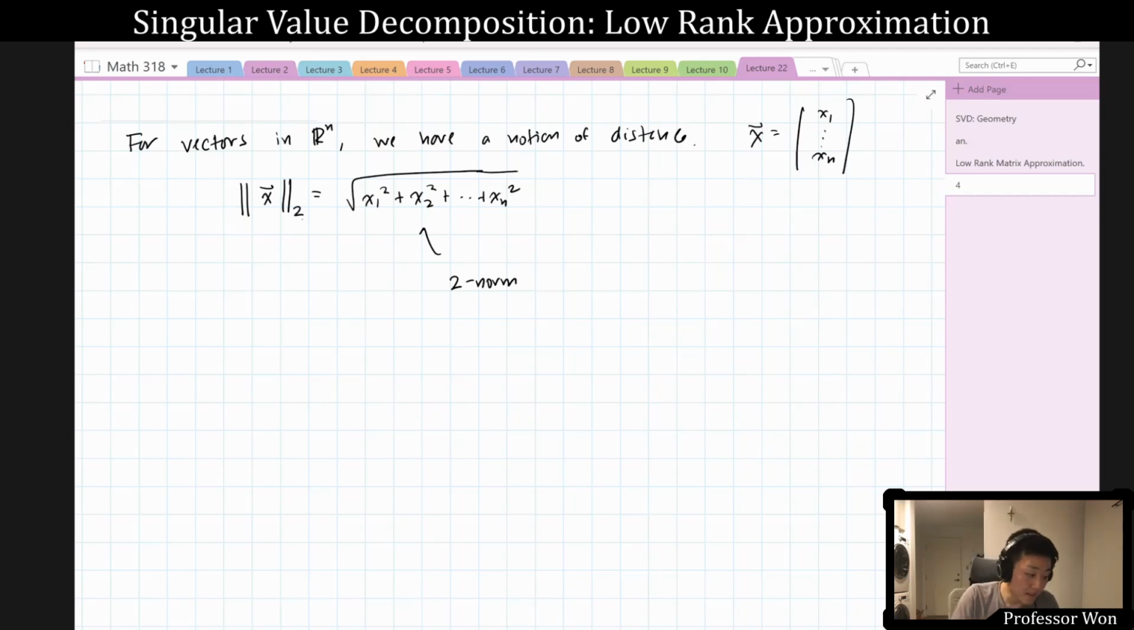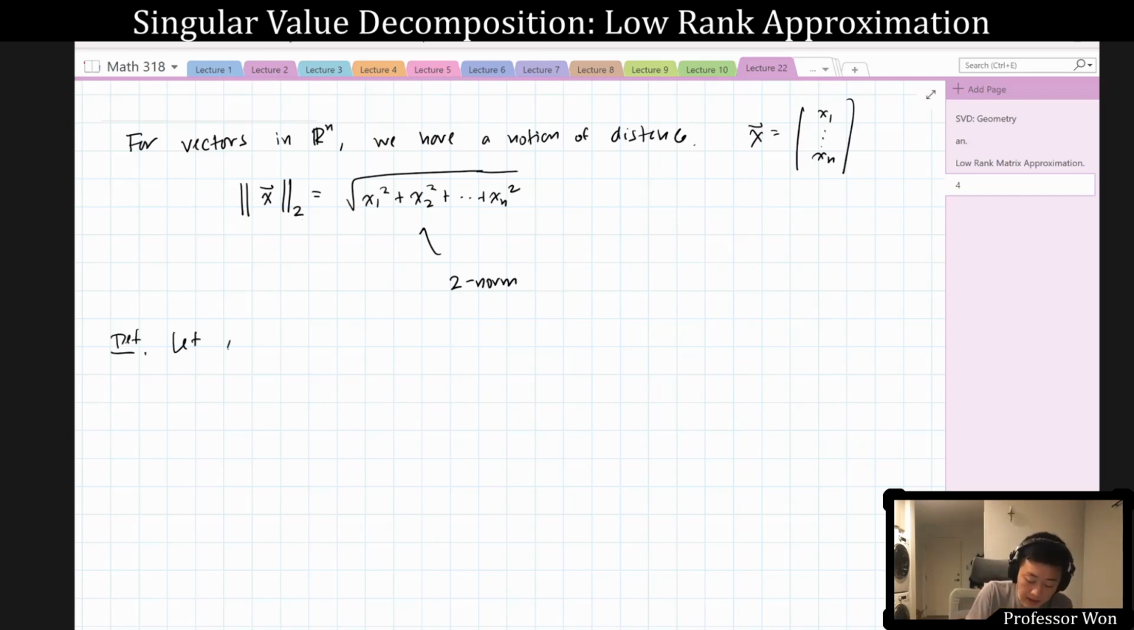Okay. Now what I'm gonna do is define a norm on matrices, something that tells me how big a matrix is in some sense. And then I can tell how close two matrices are, because if I take their difference, I can take the norm of the difference. That would tell me how far away the two matrices are. So here's the definition.